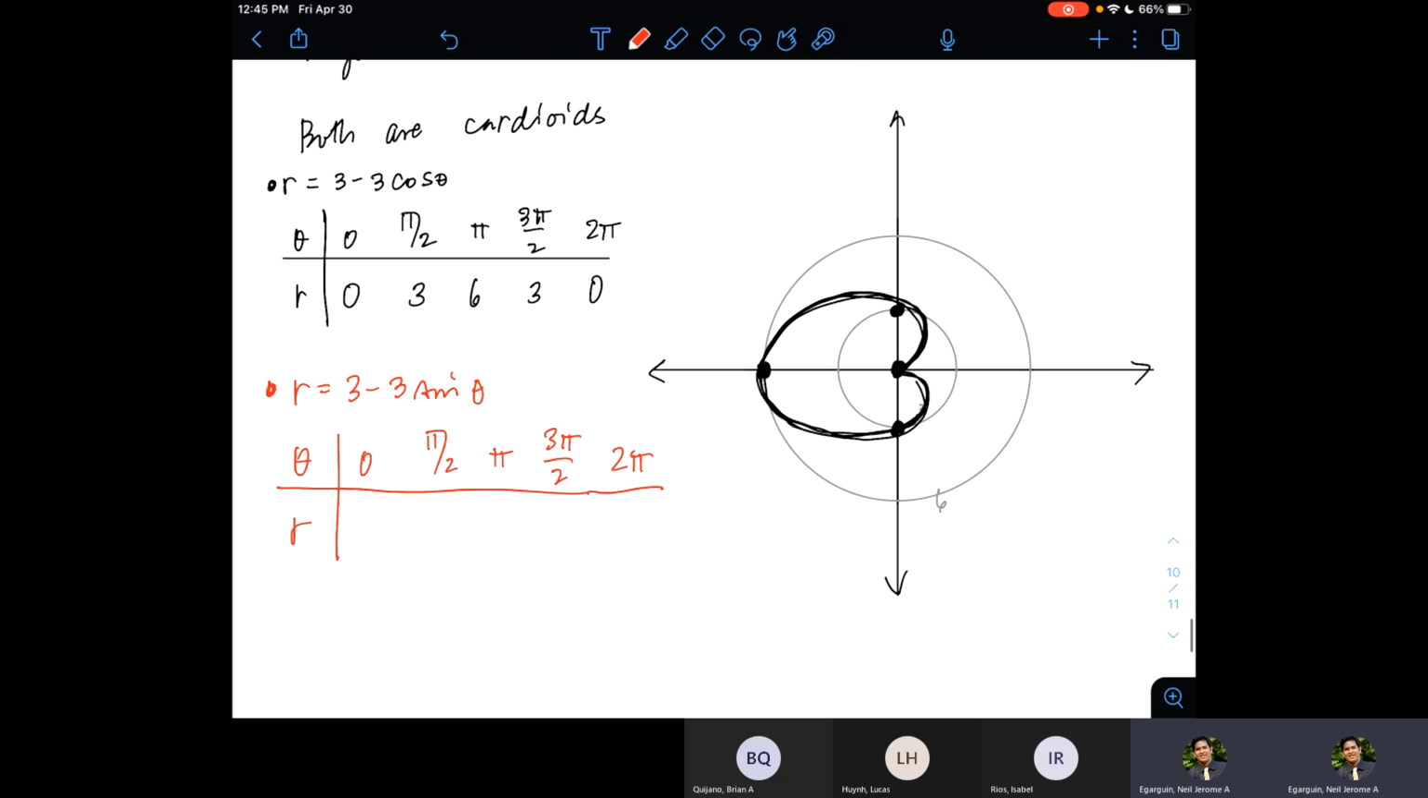Okay. When theta is 0, we get a 3. When theta is pi over 2, we get a 1. So 3 minus 3, that's going to be a 0. At theta equals pi, we get a 0, so we get 3 here. Sine of 3 pi over 2 is -1, so I'll get a 6 here. And then I'll get a 3 here.